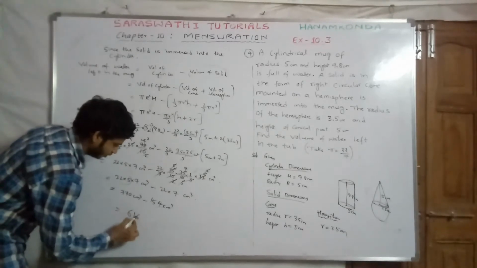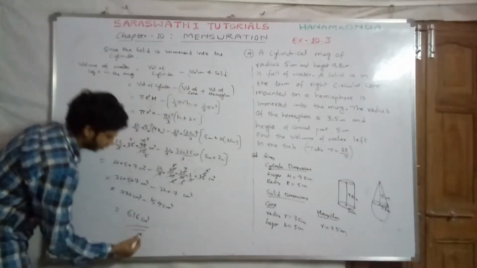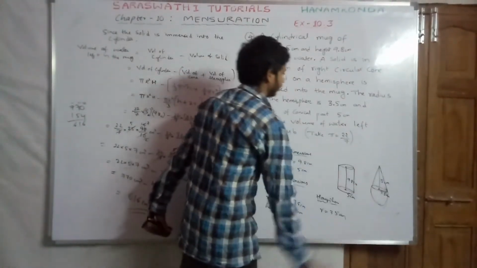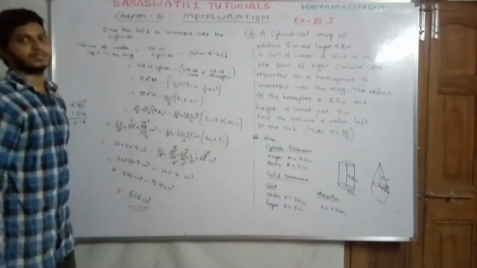So 616 cubic centimeters. This is the volume of water left in the mug when the solid is immersed in the cylindrical mug. So this is the answer. We shall discuss the next question.